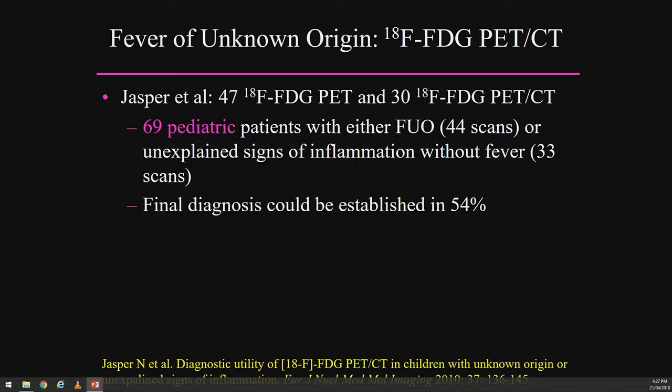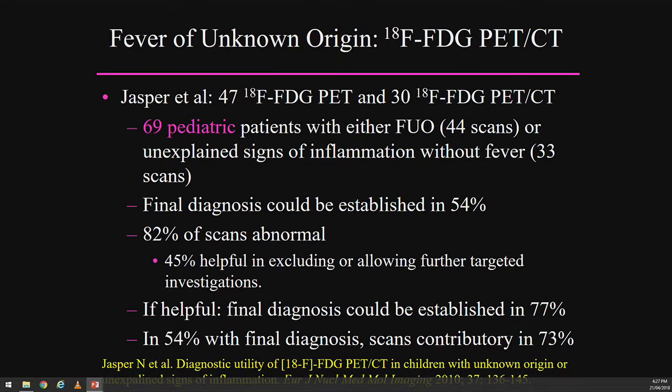Jasper et al. looked at 47 FDG PETs and 30 PET CTs in 69 pediatric patients, the largest study to date, who either had FUO or unexplained signs of inflammation without fever, and found that the final diagnosis could be established in 54%. 82% of their PET scans were abnormal, and 45% of those abnormal were helpful in either excluding or allowing targeted investigations.